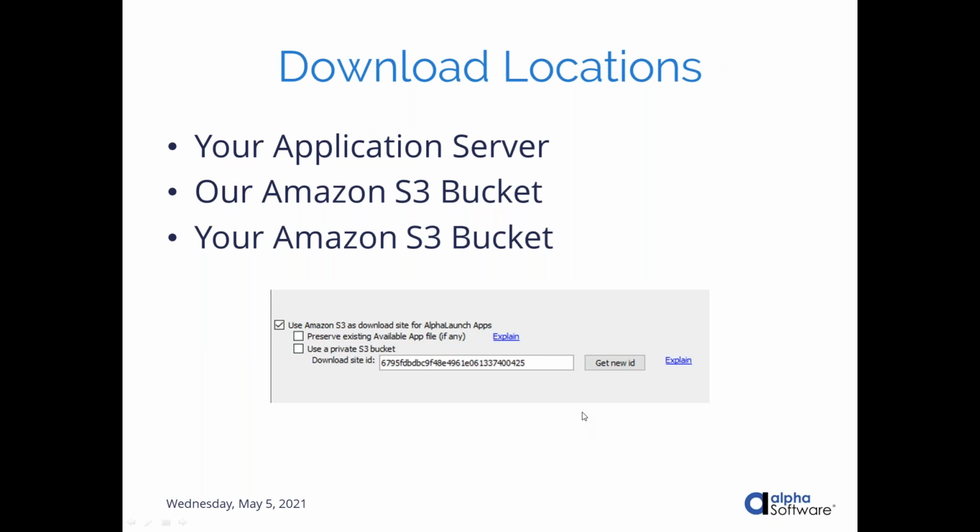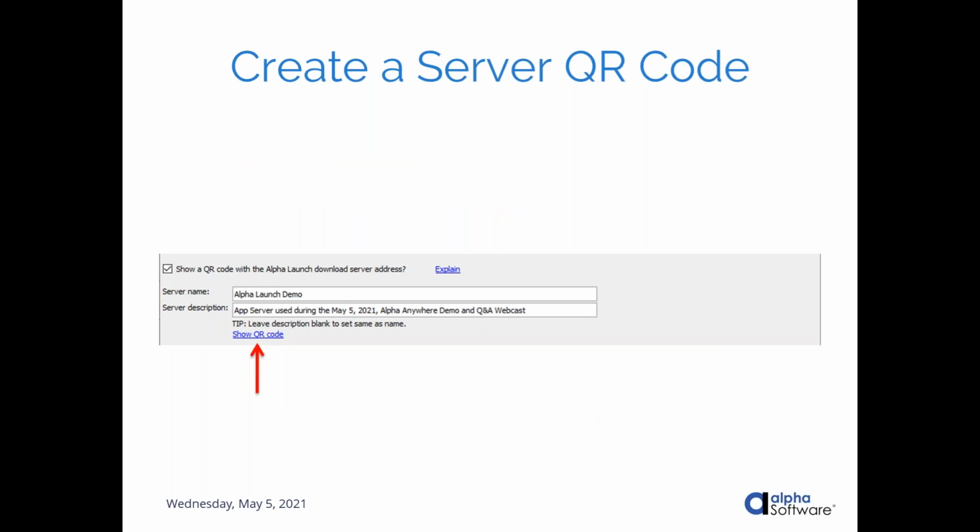So after you've got your server URL, you know where you want to download your files from, you've specified your publishing profile, the final step is to set up your QR code so that you can just scan that code as opposed to type in the full URL for where your apps are stored. And what you're going to do is check this box that says show a QR code with the Alpha Launch download server address. You're going to put in server name and description. These are just text strings. It's just the name of the server shown in the server list within the Alpha Launch app, and then a description of what that server is.